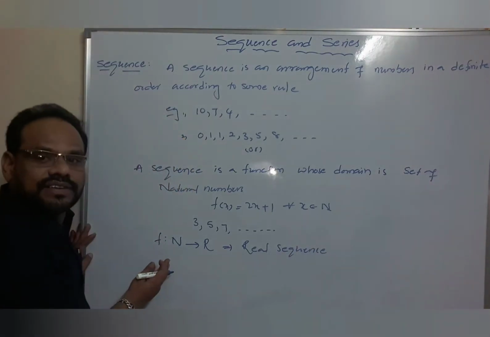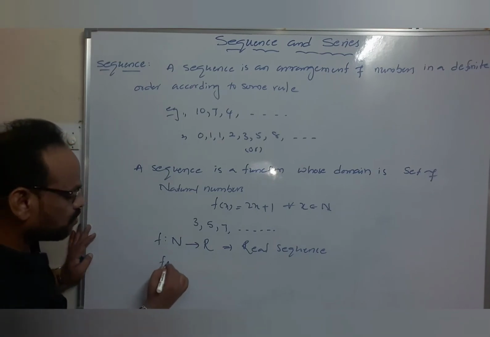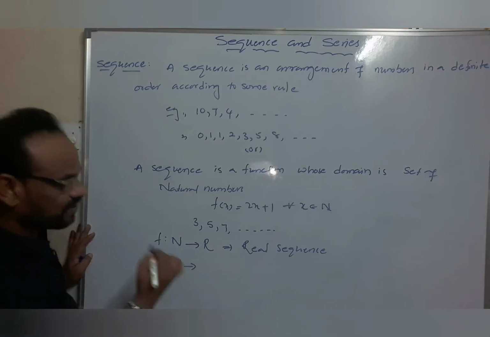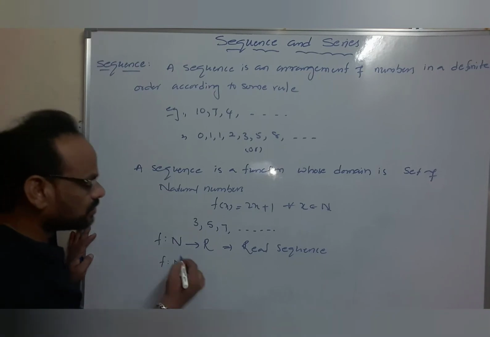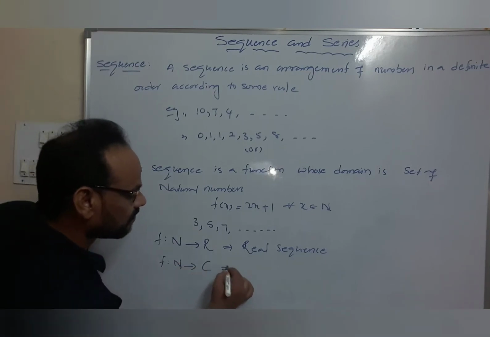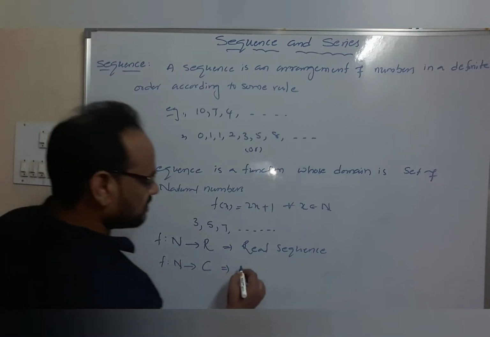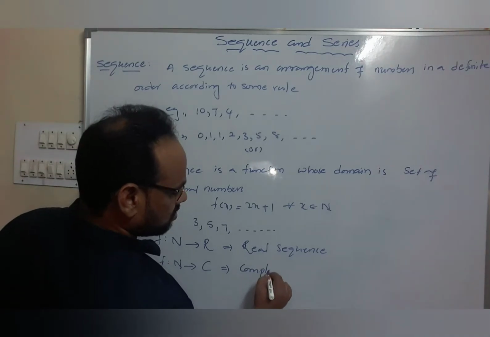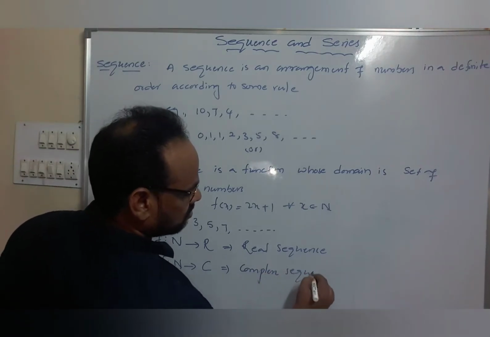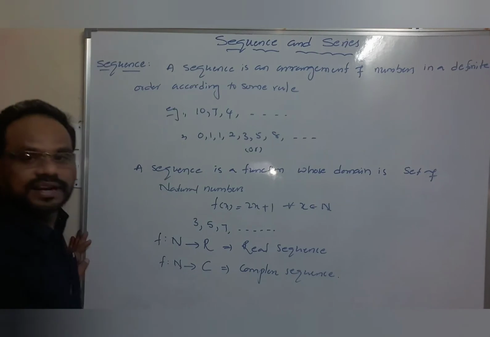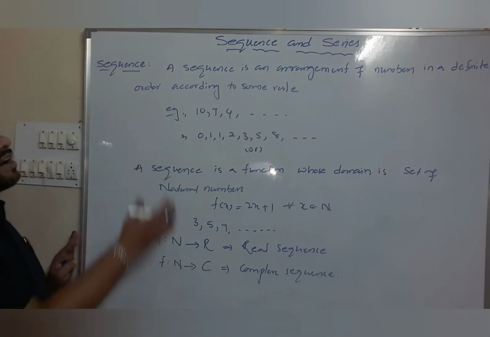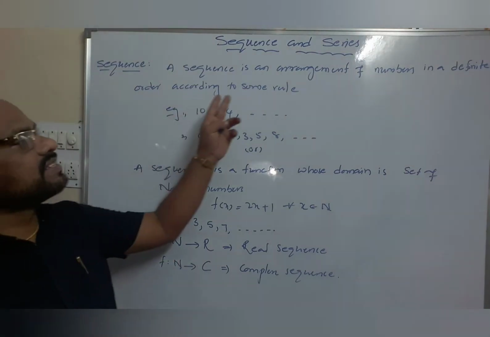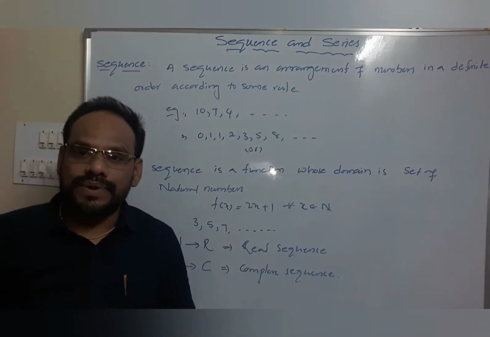A sequence is a function whose domain is the set of natural numbers and whose range is a subset of complex numbers, then it is called a complex sequence. Then it is called what? Complex sequence.